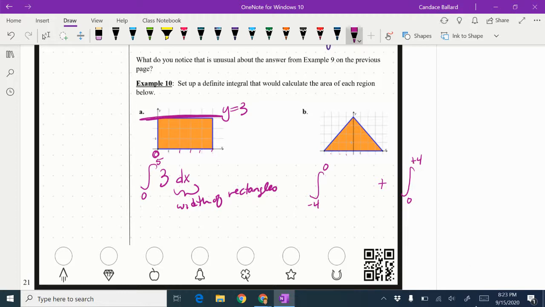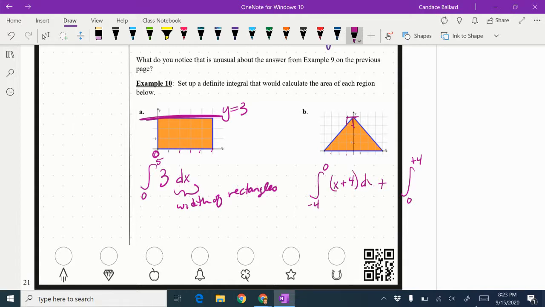All right, then I need to figure out this equation right here. It looks like it's a line, so I know I need an mx plus b. It looks like my y-intercept is 4, and then my slope is... sorry, it is up 1 over 1. So it looks like it's just x plus 4.